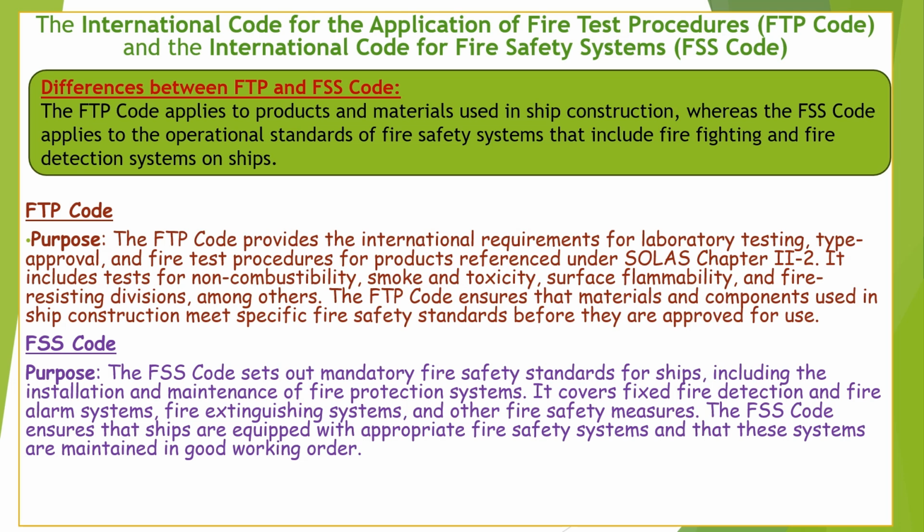The main differences between FTP and FSS code. The FTP code applies to products and materials used in ship construction, whereas the FSS code applies to the operational standards of fire safety systems that include firefighting and fire detection systems on ships.